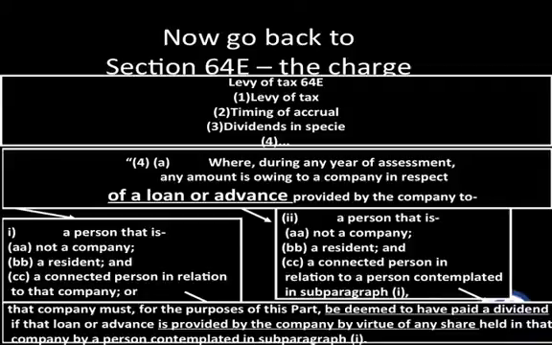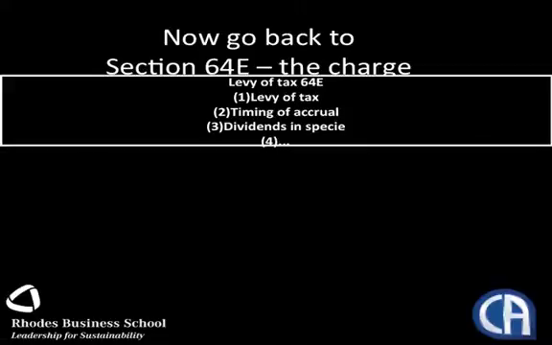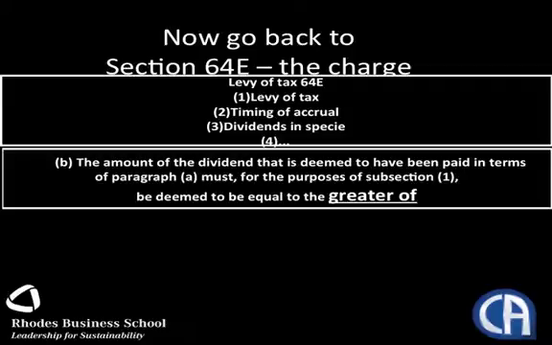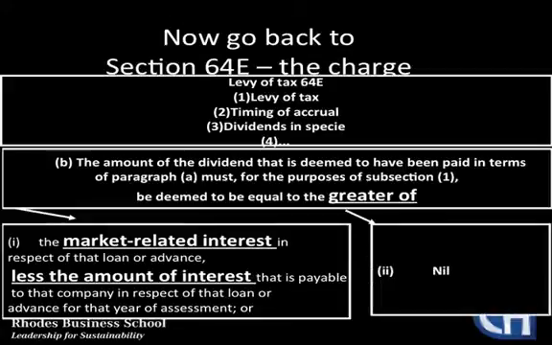So what we see is that 64E4 is the driver that takes over from 64C in the main part to deal with loans. But there's an essential difference between this provision and the old 64C, because when we come to assessing the quantum of the distribution when we've made a loan, it goes to the greater of the market-related interest on the loan, less any amount of interest that may have been paid, subject to the greater of nil, i.e. we can't create a loss.